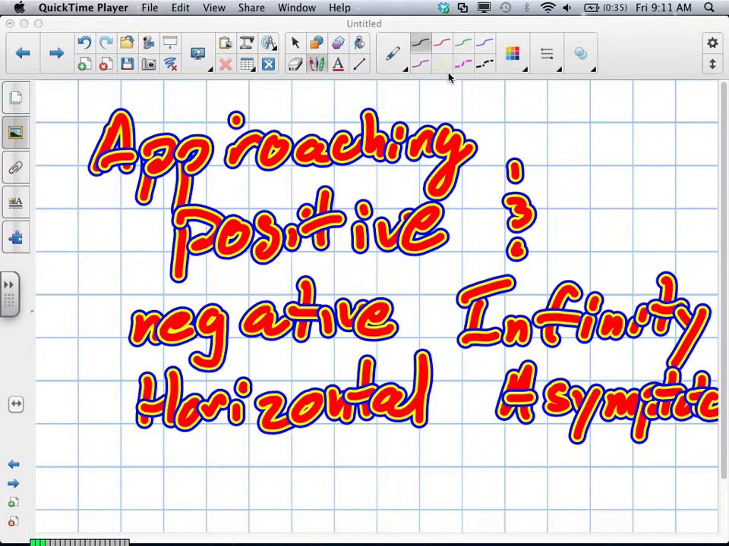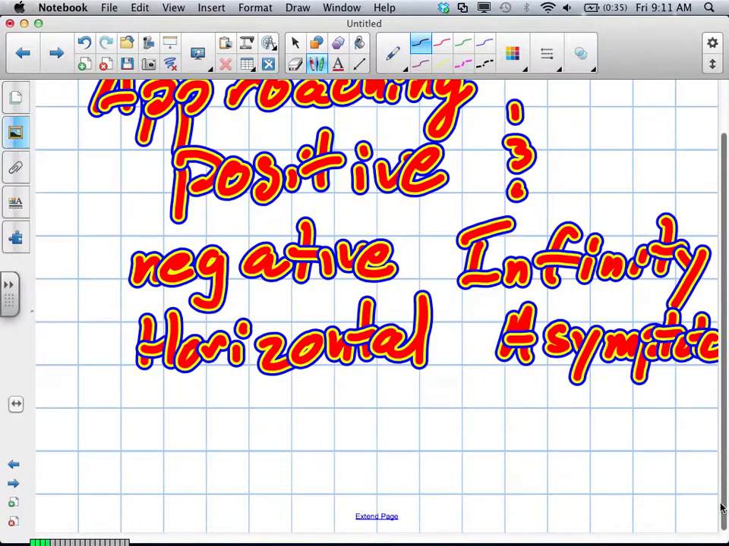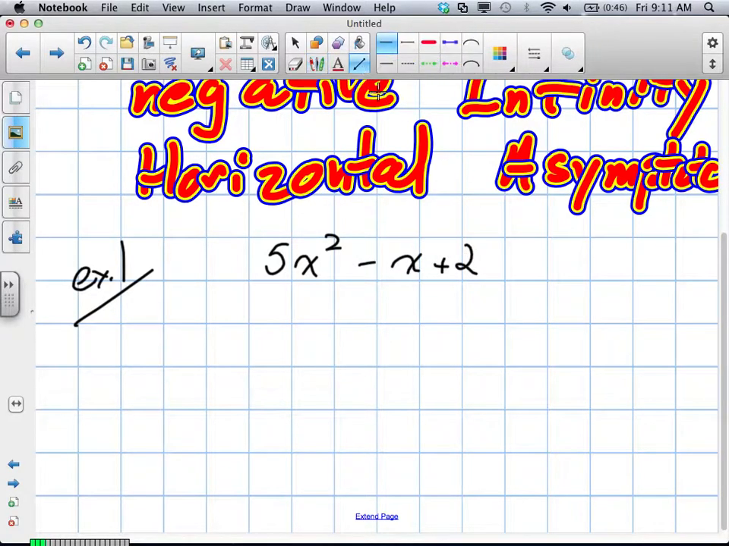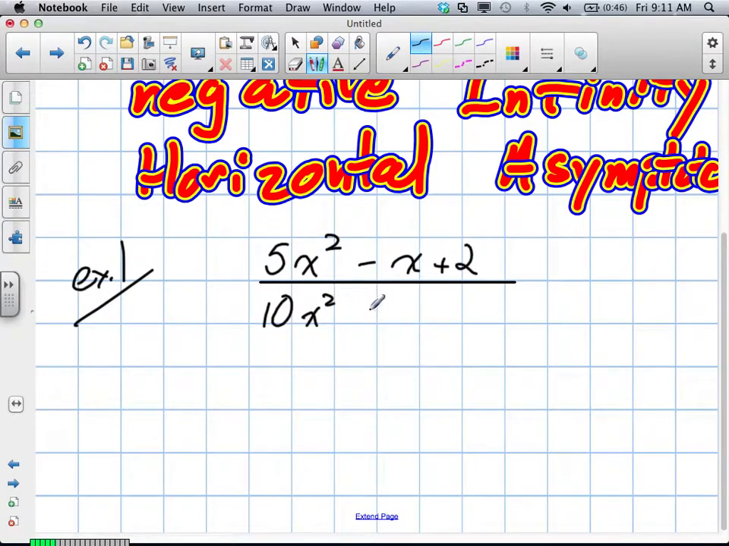Infinity with horizontal asymptotes. So we just learned our tricks here for horizontal asymptotes. We're going to create an equation. Call this example 1: f(x) = (5x² − x + 2) / (10x² − 6x − 5). According to our trick, what is the horizontal asymptote going to be?